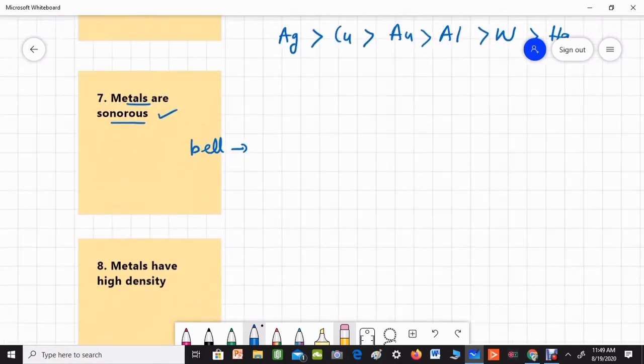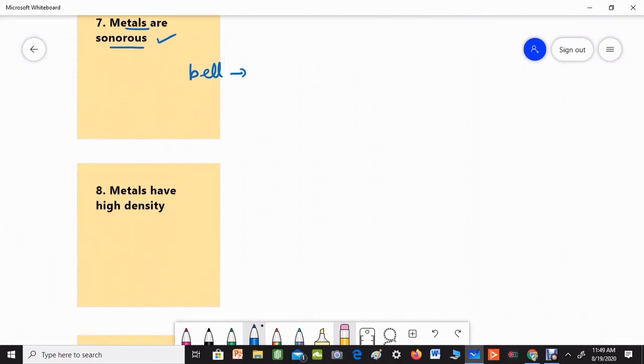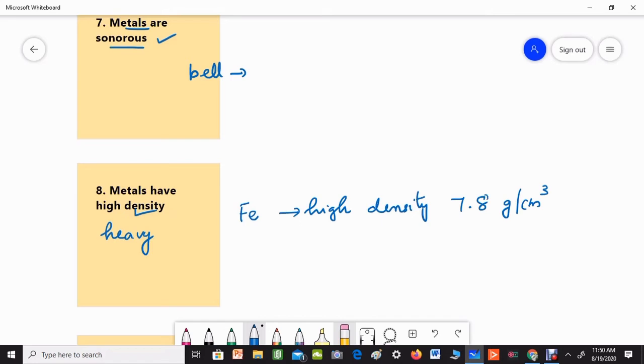Usually metals will have high density, which means metals are heavy substances. This is mainly because the atoms are closely packed in metals. For example, iron, Fe, has a high density, represented as 7.8 gram per centimeter cube. So thus it is a heavy substance.